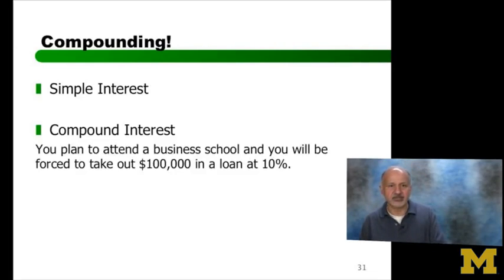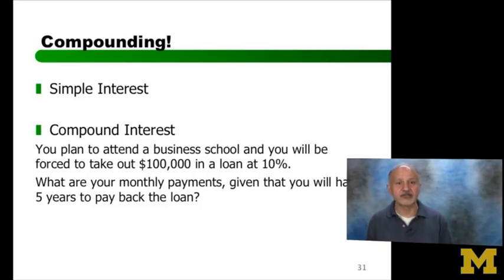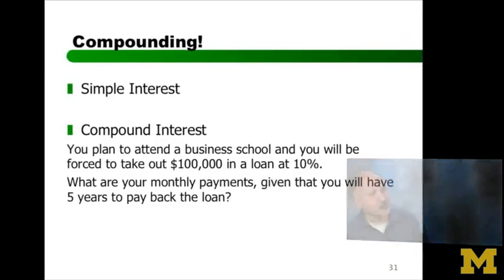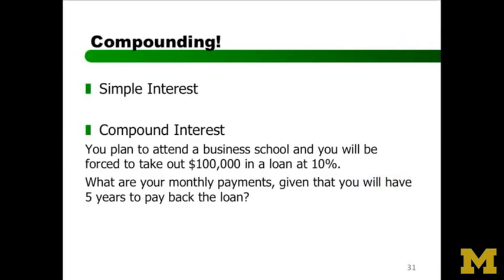Let's do compound interest. Suppose you take the same problem, right? You plan to attend a business school and you will be forced to take out a $100,000 loan at 10%. But now the loan characteristics change. What are your monthly payments given that you will have to pay back the loan in 5 years? Remember, what have I changed? Have I changed the amount you're borrowing? No. Have I changed the interest rate you're borrowing at yearly? Actually, yes. But we'll see that in a second.